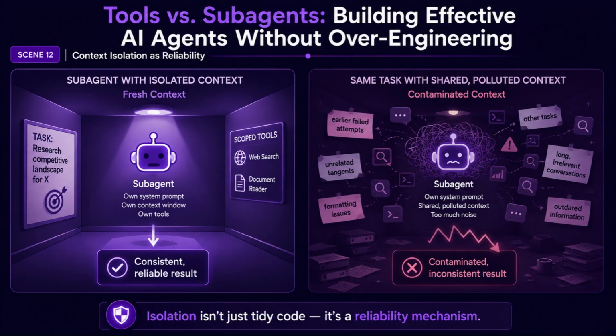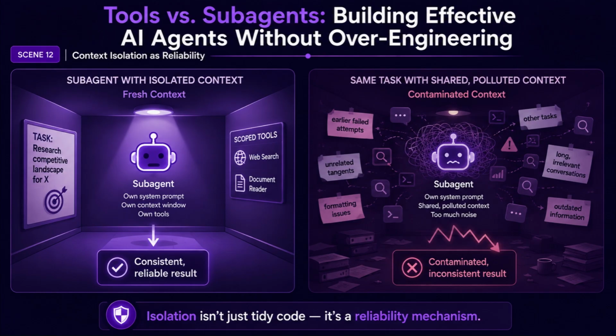One more genuine benefit of subagents worth naming directly: context isolation actually improves reliability, not merely code organization. A subagent working in a completely fresh context cannot be distracted by the orchestrator's accumulated history, the earlier failed attempts, the unrelated tangents, the noise from other tasks the orchestrator has already handled in this same session. For tasks where sustained focus genuinely matters, code generation, structured data extraction, or multi-step analysis, that isolation tends to produce measurably more consistent, reliable outputs than trying to do the same reasoning inside an already crowded shared context.